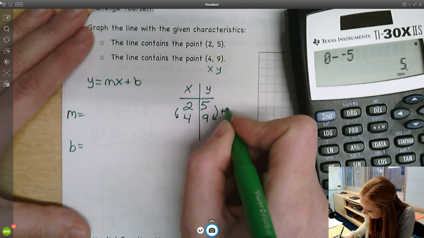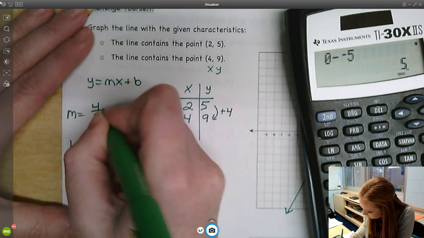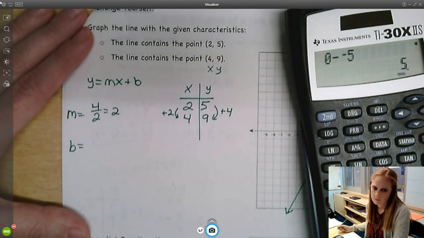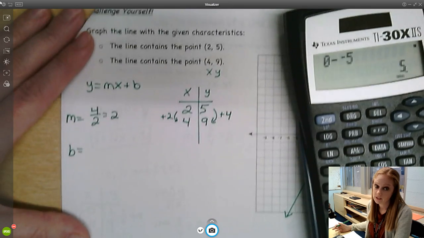To get from 5 to 9, you add 4. To get from 2 to 4, you add 2. Our slope is 4 over 2, which simplifies to 2. All right, but our y-intercept. So there's no point with an x of 0 here, so it's not just given to us this time, hence the challenge.